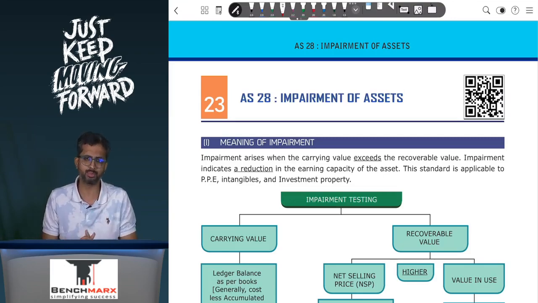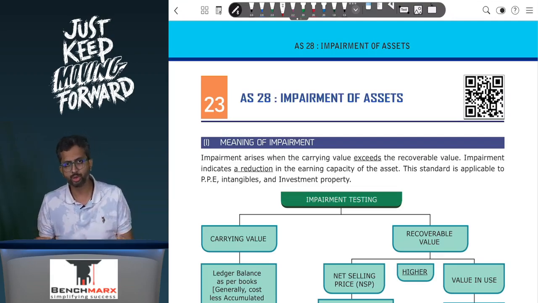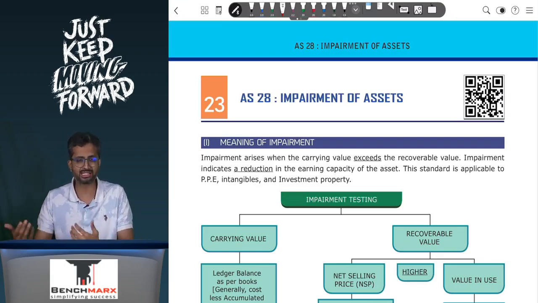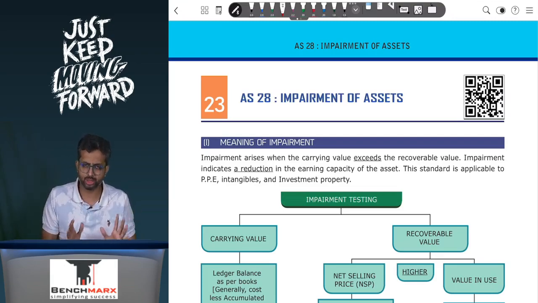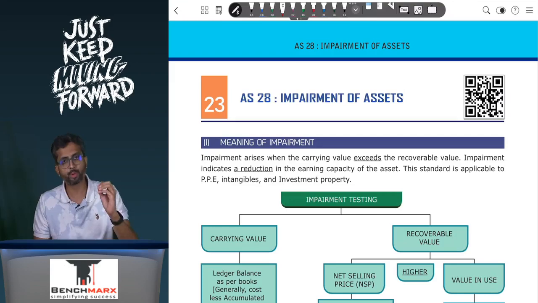What does the word impairment refer to? Impairment refers to the reduction in the carrying value of the asset or reduction in the earning capacity of the asset. Now usually when you record assets like a PP or like an intangible, you will record them at historical cost and then you will depreciate it and record them using the cost model. In certain cases, the revaluation model can be followed, let us say for PP, but by and large we follow the cost model.